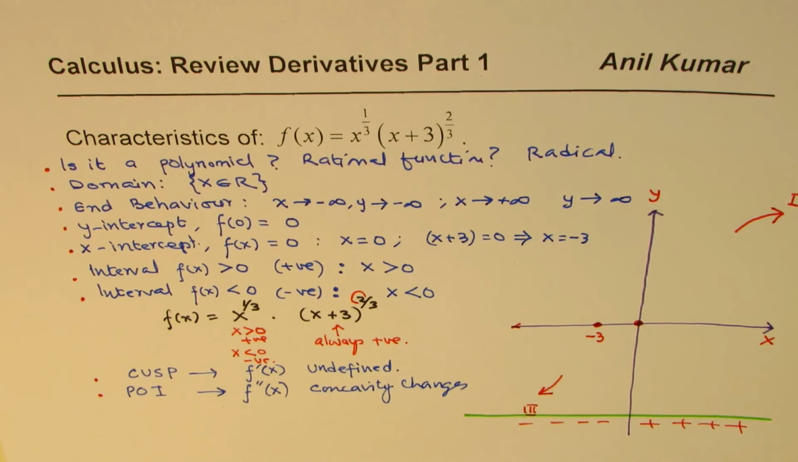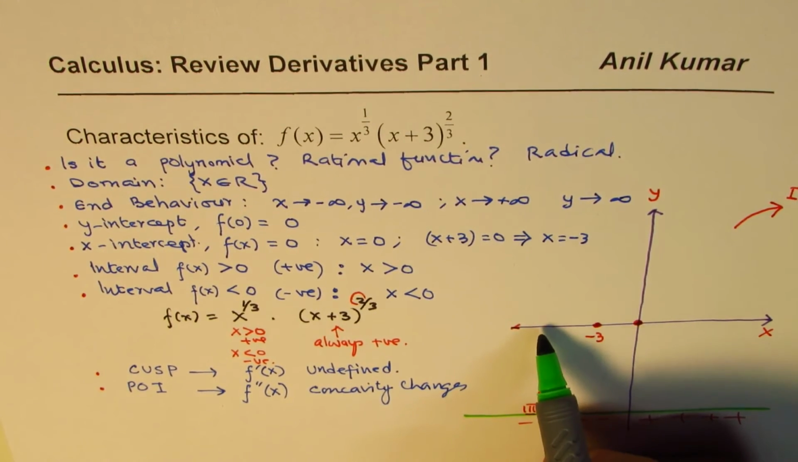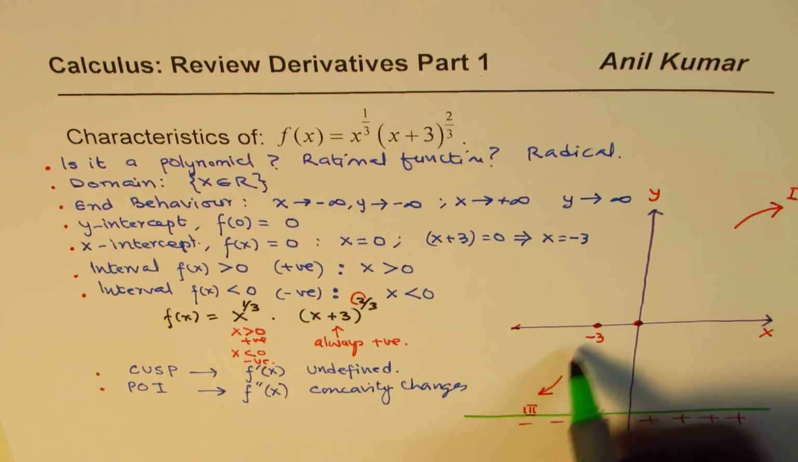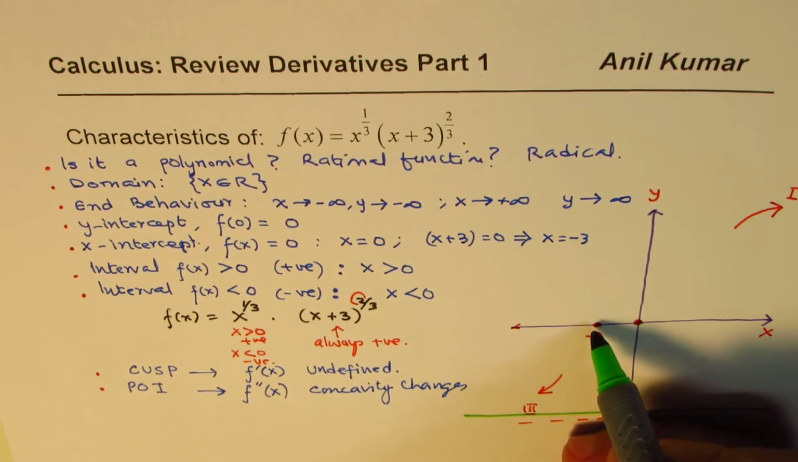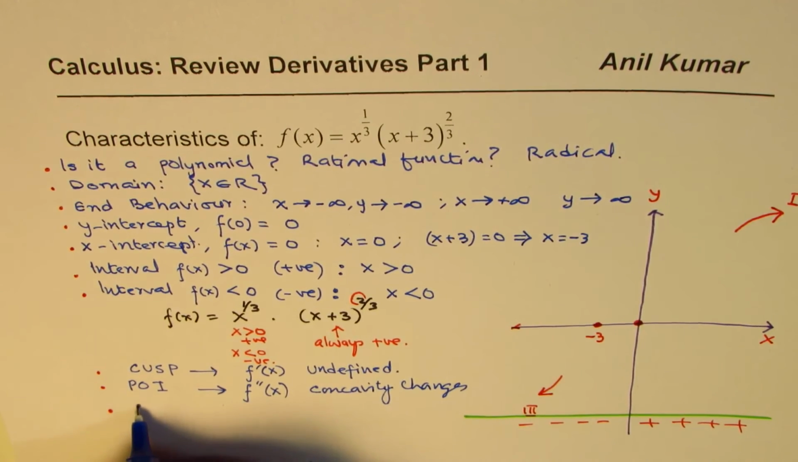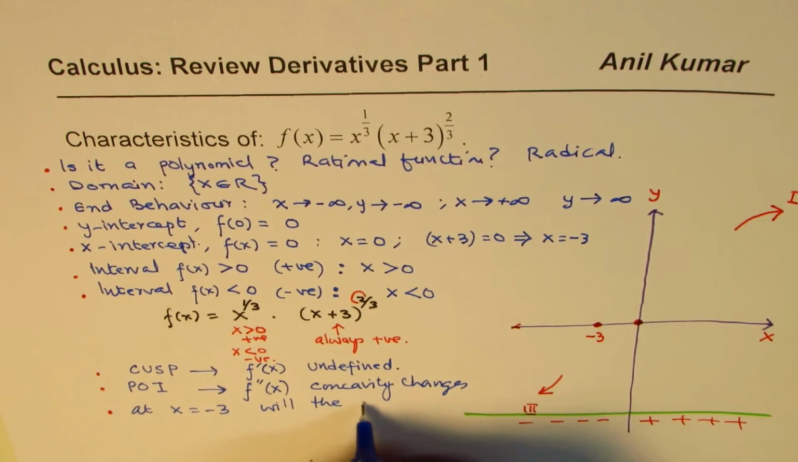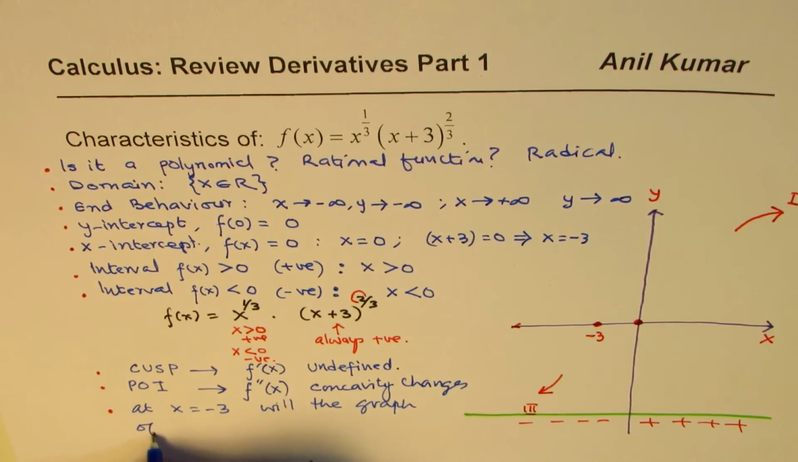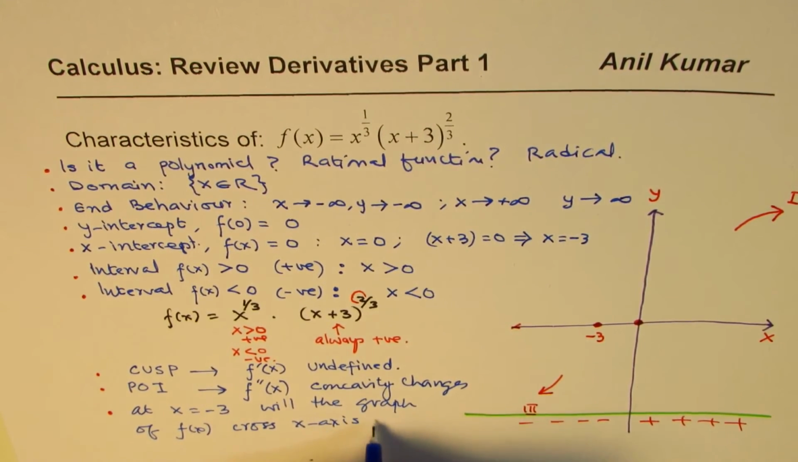Now, let me tell you, we can fairly well sketch this graph. How? See, from the end behavior, we know that as x approaches minus infinity, y approaches minus infinity, we have a 0 there. So if we have a 0, we have to see whether it crosses at this point or not. So that is kind of critical to understand. So we'll do that analysis. Now the analysis here is, at x equals minus 3, will the graph of f of x cross the x-axis? That is the question which you need to answer.